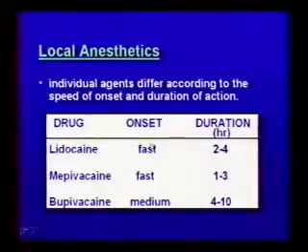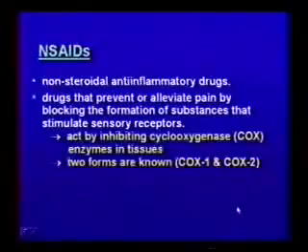Here are some of the prototype drugs for this class: lidocaine, mepivacaine, and bupivacaine. The main differences that are noteworthy about these is really their pharmacokinetics, the speed at which they produce their effect, lidocaine and mepivacaine being very fast, bupivacaine being somewhat slower than these, and also their duration of action differs, with bupivacaine being by far a much longer acting agent for the local anesthetics.